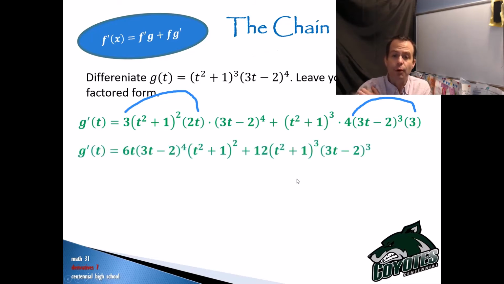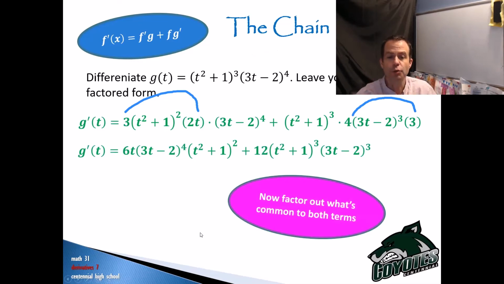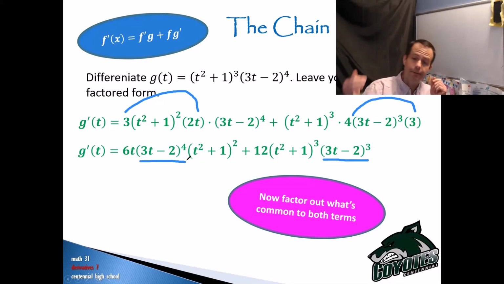Now, I want to take a look at this and say we want to factor out what's common. Okay, so take a look at this. I've got a (3t minus 2) to the 4, and I've got a (3t minus 2) to the 3. That means (3t minus 2) to the 3 is common to both of those. So I'm going to factor out a (3t minus 2) to the 3. I've got a (t squared plus 1) squared and a (t squared plus 1) cubed. That means the squared version is common to both, so I can factor that out. And then I also have a 6t with a 12, so I can factor out a 2.